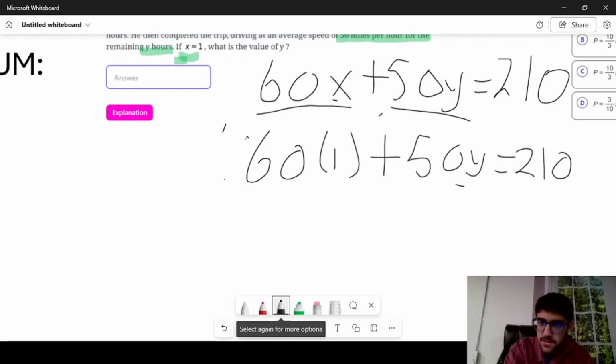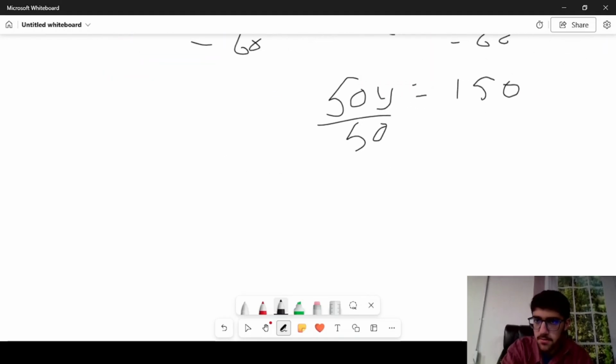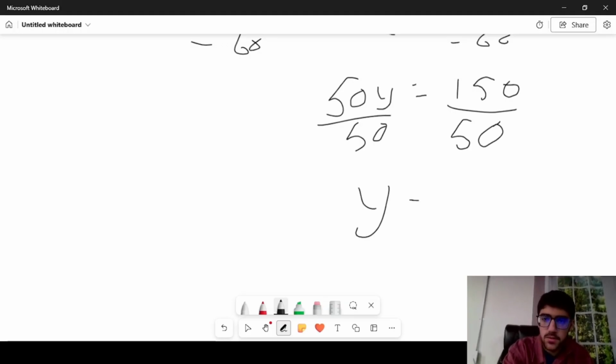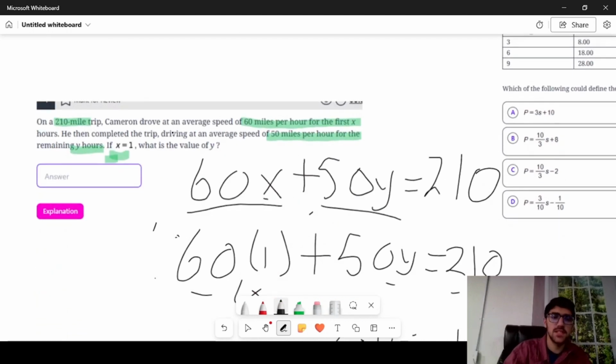So now just subtract 60 from both sides, minus 60, minus 60. You get 150 equals 50y. Then we divide both sides by 50. You get y is equal to 3. So what did the question ask for? What is the value of y? So there's no trick in here. The answer is just 3. That is it.